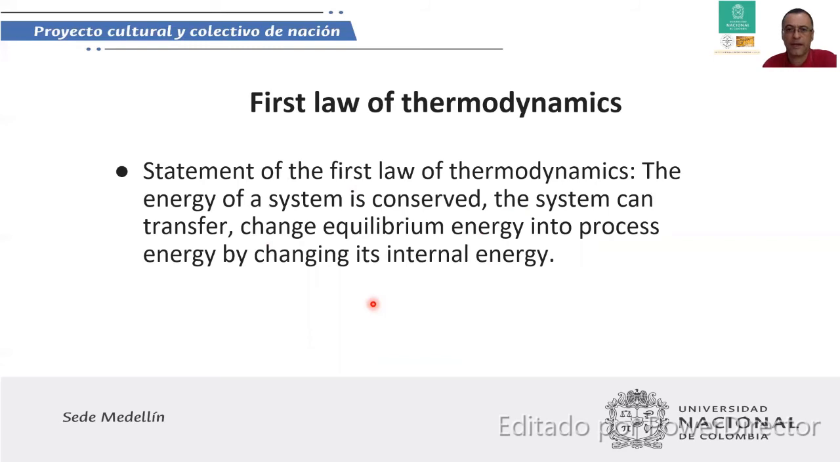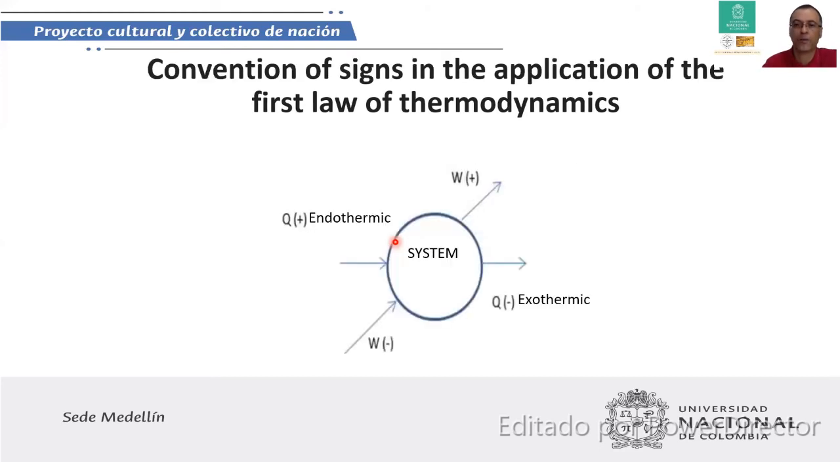Okay, the first law of thermodynamics says that the energy of a system is conserved. The system can transfer the energy and change the energy in equilibrium, but during the process two kinds of energies appear, heat and work. And it means that it is possible for the internal energy to change, but the internal energy is a property. Heat and work are not properties.